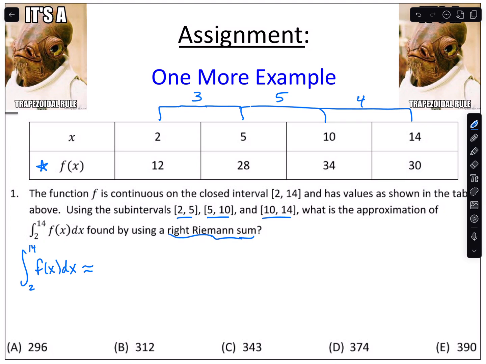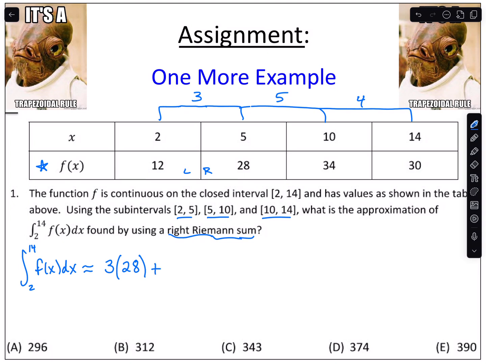We just have certain snippets of the x and y values. So I'm just going to go rectangle by rectangle. For the first one, we have a width of 3 because the difference from 2 and 5 is 3. But now I have a choice. Do I want to go with the y value of 12 or y value of 28? Since this is on the left side and this is on the right side, we're going to go with 28. So in this case, it's right-handed. It's a right Riemann sum.